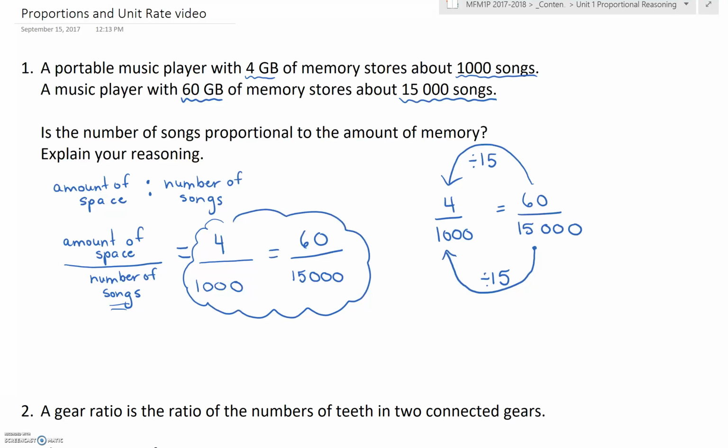Okay, so that's one way of doing this, and you would just answer that yes, the number of songs is proportional to the amount of memory, and the explain your reasoning is right here. You're showing your work, you're dividing by 15, and that shows that the proportions are equal. Therefore, that's a little therefore symbol, yes, these are proportional. So moving on to the next one.